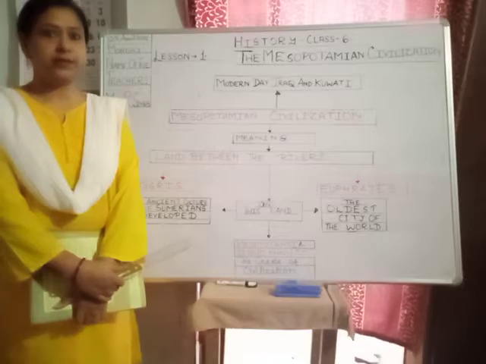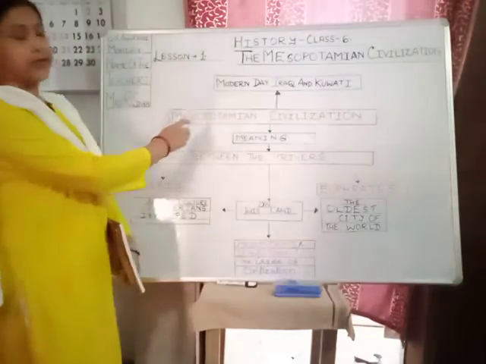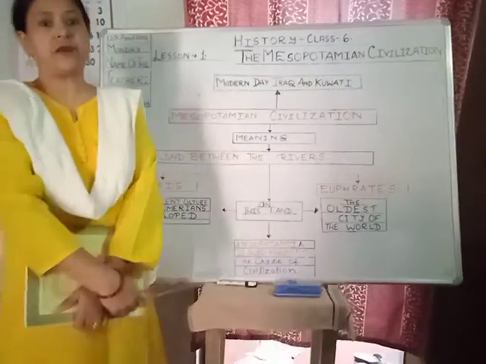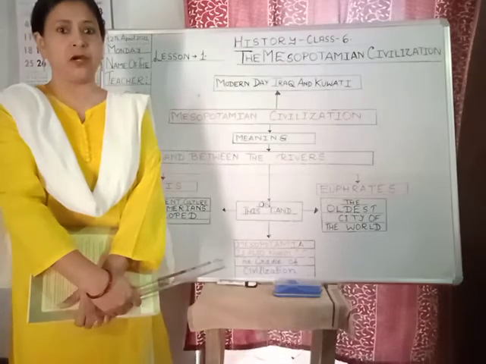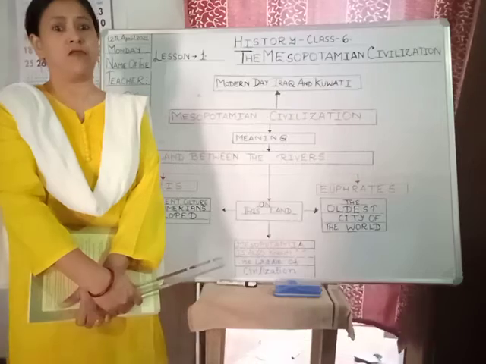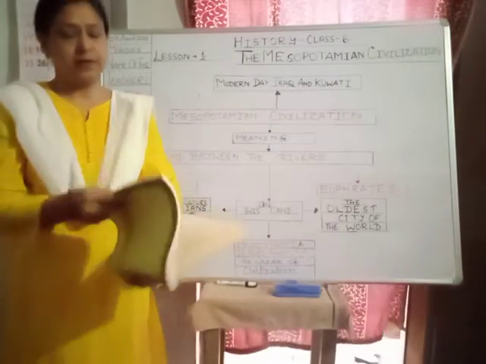Today we are going to study history of class 6. Today's topic is the Mesopotamian civilization. Children, first I would like you to introduce history as a subject to you. History means study of the ancient past of human life. So we will continue our lesson.